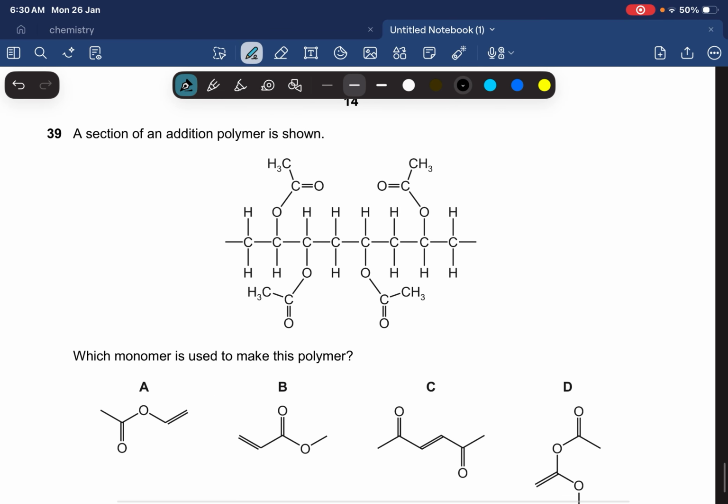A section of an addition polymer is shown. Which monomer is used to make this polymer? Step 1. Identifying the repeat units. Yeah, that's going to be our step 1. We identify the repeat unit. I guess this is the repeat unit, yeah? I'm just guessing it. You look at it and then you guess it. If I break it from here and then I break it from here and then I break it from here, this thing is my repeat unit.